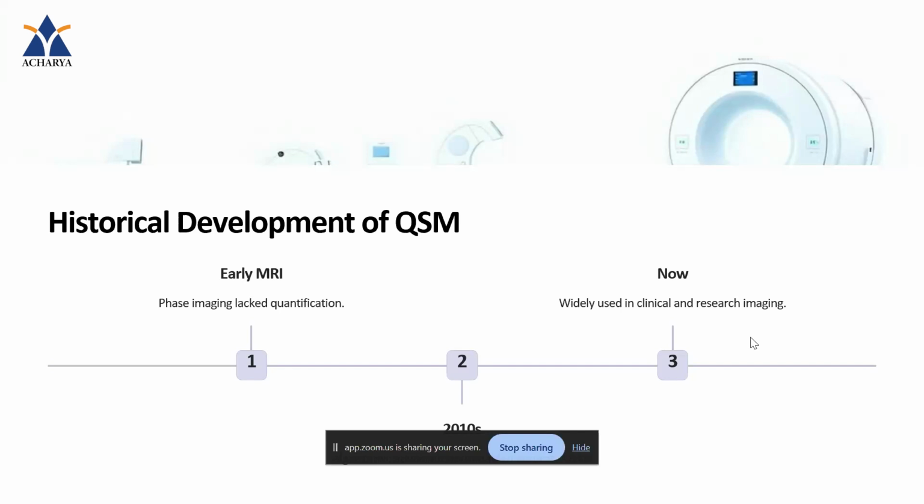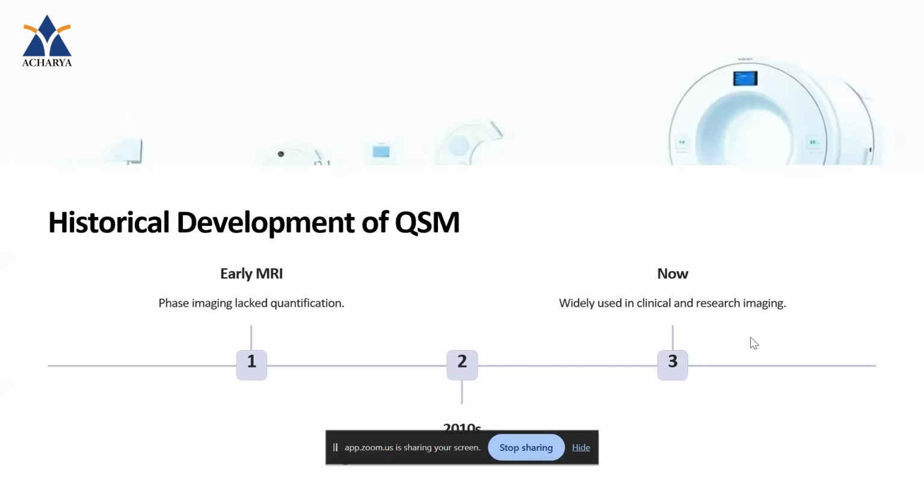So during the 2010s, what happened? There was an advancement in computational algorithms, called MEDI, morphology enabled dipole inversion. This advancement allowed accurate mapping of tissue susceptibility.